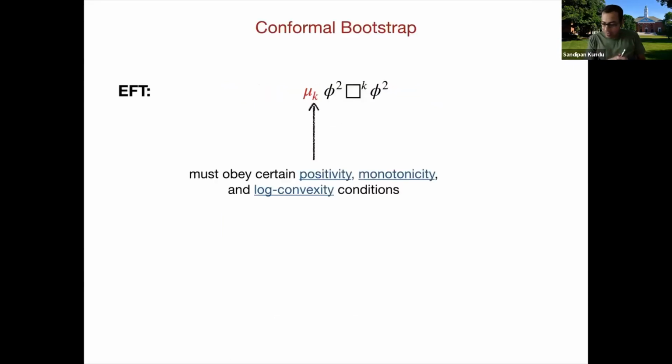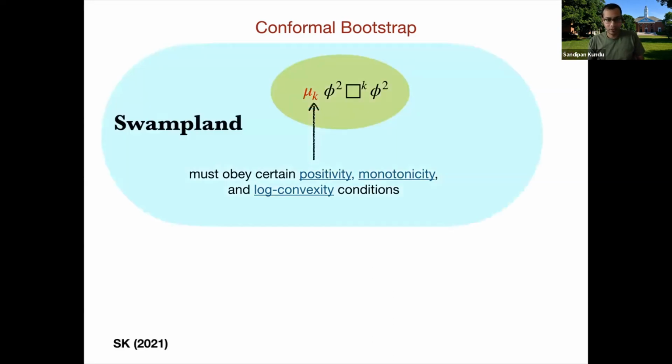More precisely, this is the kind of interaction that I'm going to study today. It's basically scalar field theory with higher derivative interactions, higher derivative 4-point interactions. I'll show you these interactions must obey certain positivity, monotonicity, and log convexity conditions at tree level. Otherwise, these effective field theories will be in the Swampland. And as I said before, I can then take the large radius limit to recover flat space bounds. There might be some subtleties. If I have time, I'll discuss that.